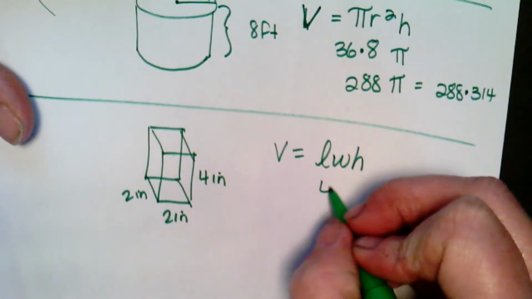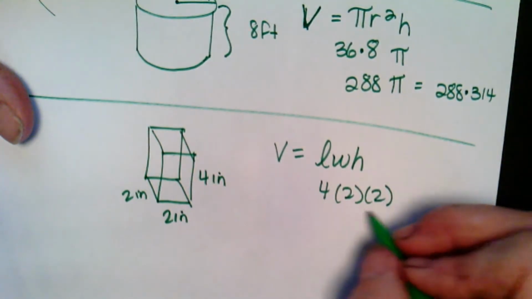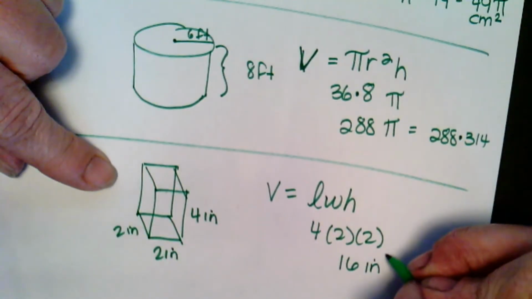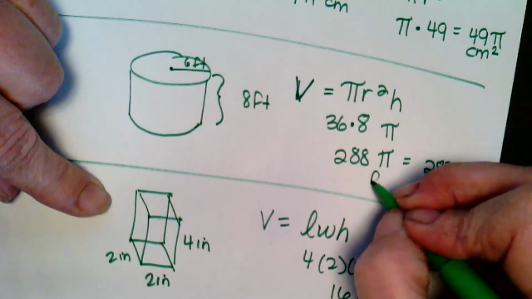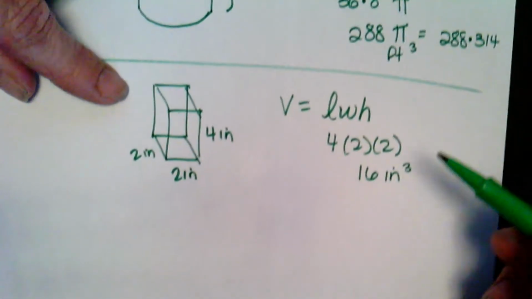So then our volume is 4 times 2 times 2, which is 16 inches, and volume is always cubed, and I forgot to put that up here. This is inches cubed also. So volume is cubed, area is squared.